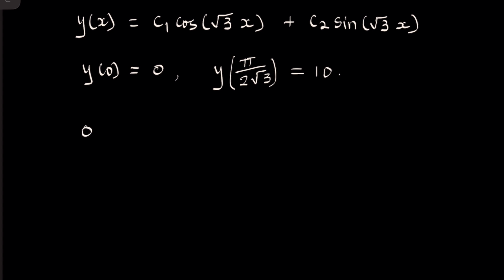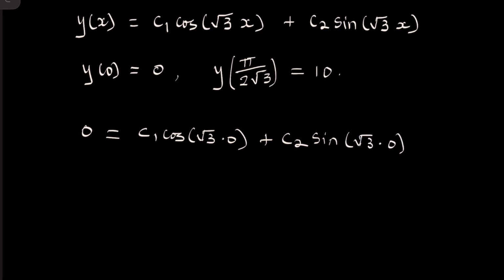So we are going to have 0 is equal to c1 cosine of square root of 3. So x is now 0. So here will be 0. So that's square root of 3 times 0 plus c2 sine of square root of 3 times 0. So we are going to have 0 is equal to, so now cosine of 0 is 1. Then plus sine of 0 is 0. That's this part will go to 0. So thus we have c1 to be equal to 0.